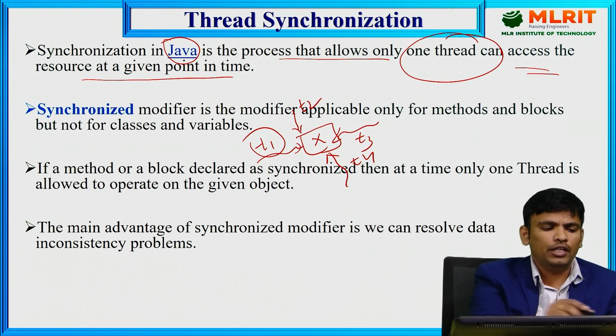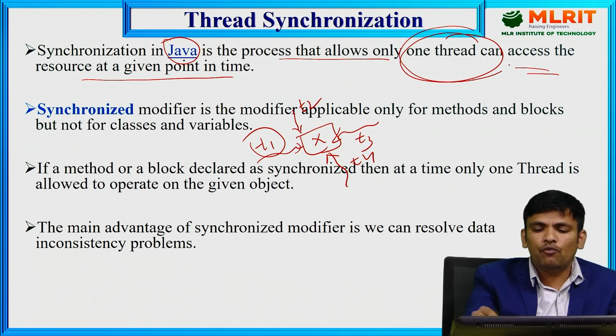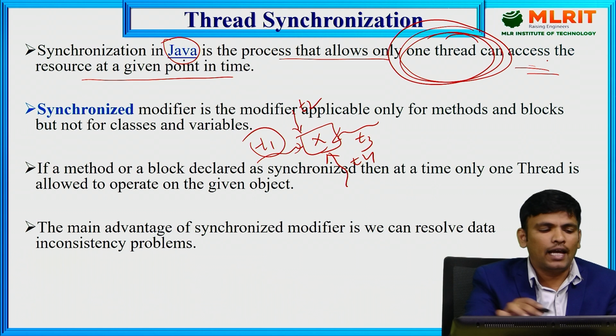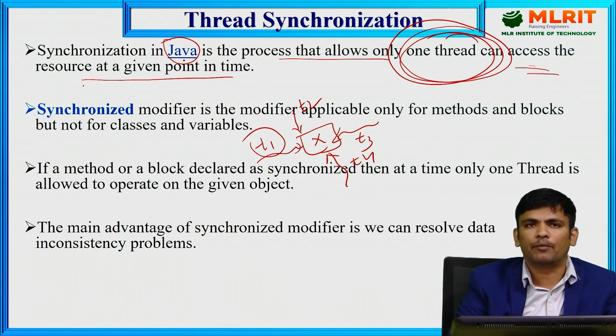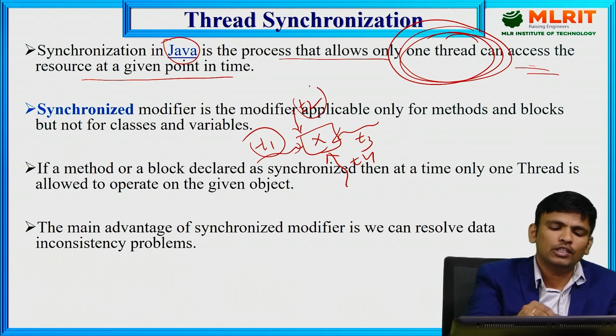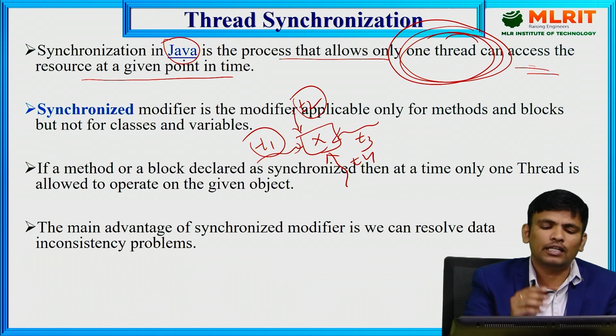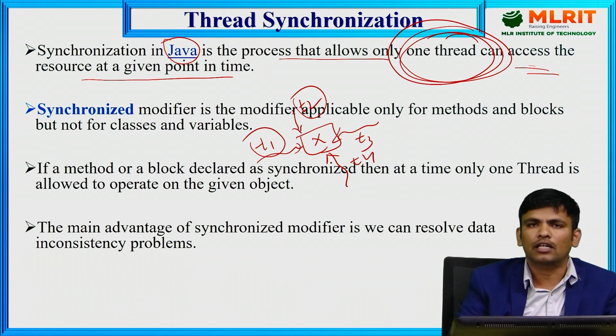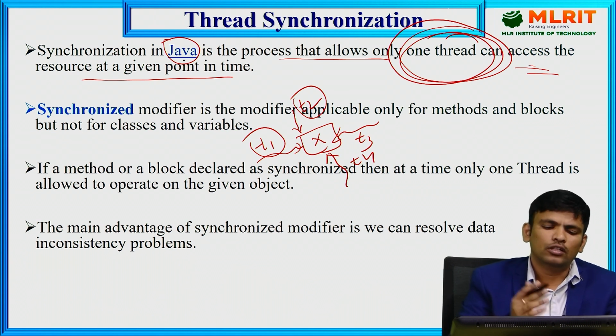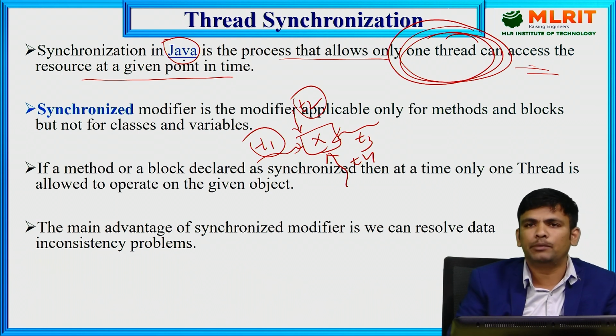Here you can see the synchronization definition. Synchronization in Java is a process that allows only one thread to access a resource at a given point of time. So only one thread is allowed to access. If any thread got a chance to execute, the remaining threads must be in the waiting state. Suppose T2 got a chance to execute, then the remaining threads T1, T3, T4 must be in the waiting state. Suppose T3 got a chance to execute, the remaining threads T1, T2, T4 must be in the waiting state. So that is the idea behind thread synchronization.